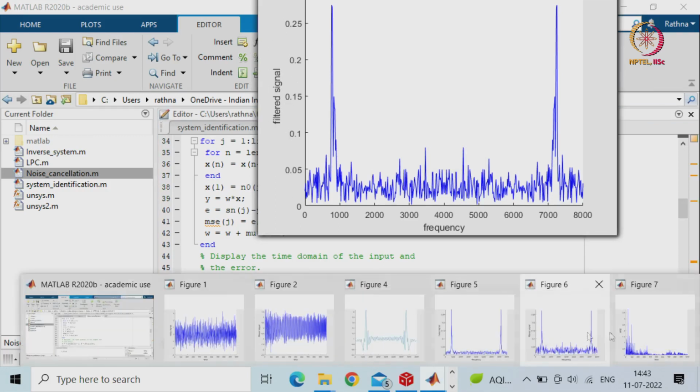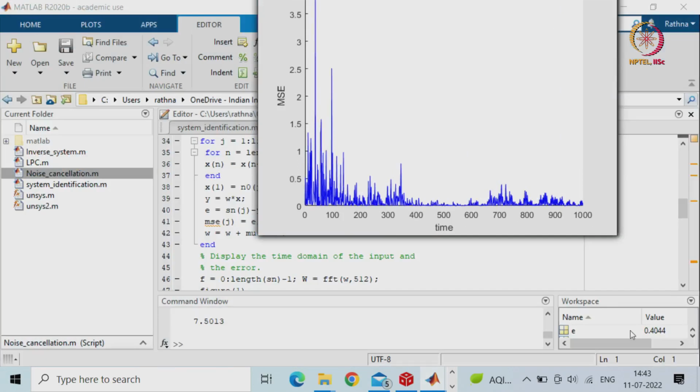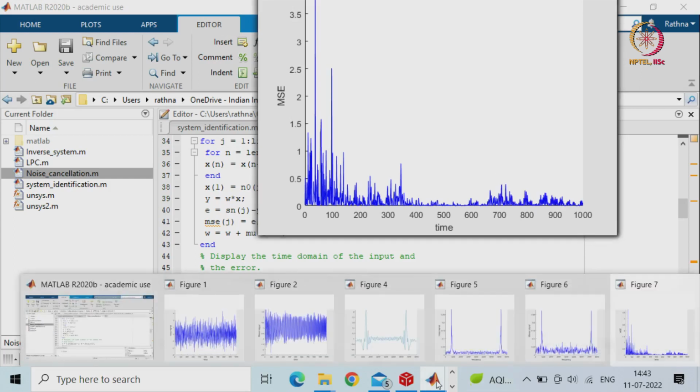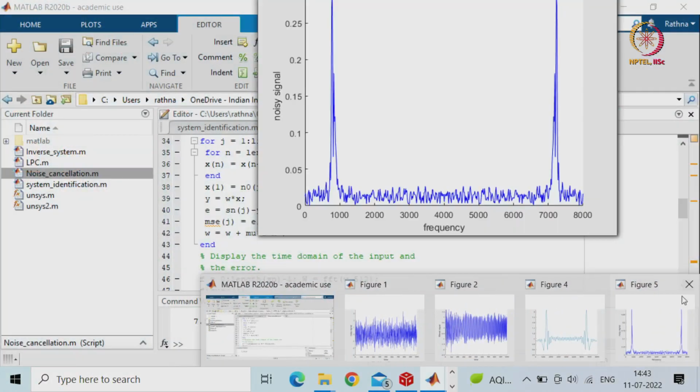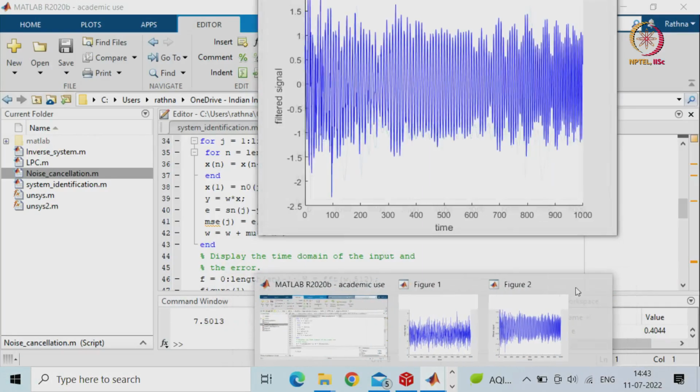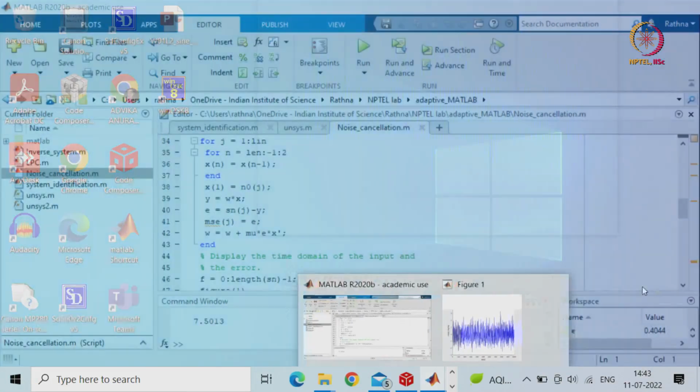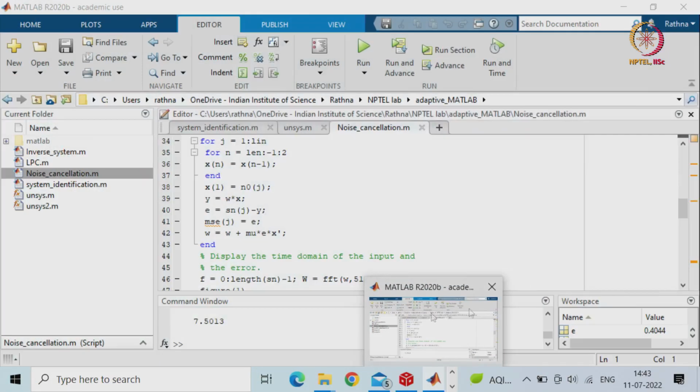So, the next one you will be seeing is the error, that is time versus mean square error. You are seeing that initially it was high and then it has got considerably reduced. So, this is how you would be doing the noise cancellation using an adaptive filter.